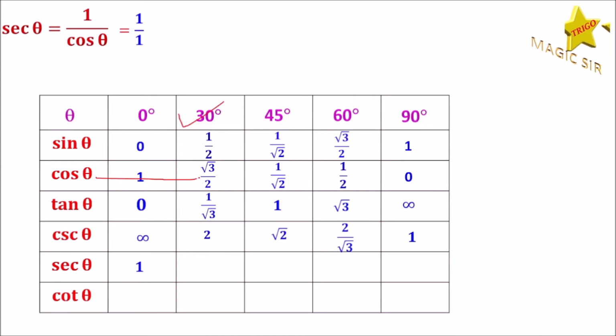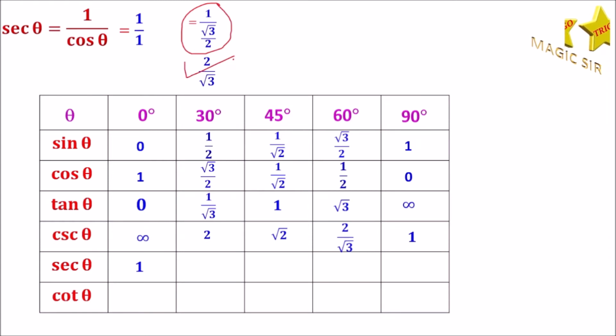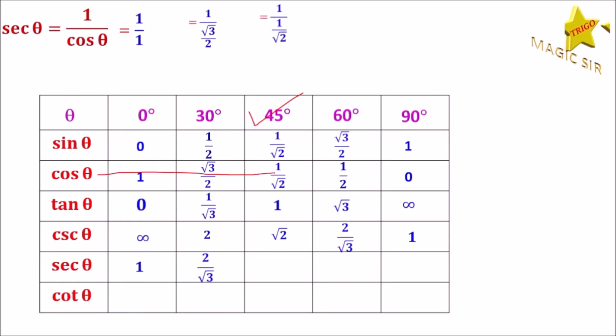Now for 30 degrees angle, we have cos theta equal to root 3 by 2. Therefore, sec theta is equal to 1 upon root 3 by 2 is equal to 2 upon root 3. So, we have sec 30 degrees is equal to 2 upon root 3. For 45 degrees angle, cos theta is equal to 1 upon root 2. So, sec theta equal to 1 upon 1 upon root 2 is equal to root 2. So, we write sec 45 degrees equal to root 2.